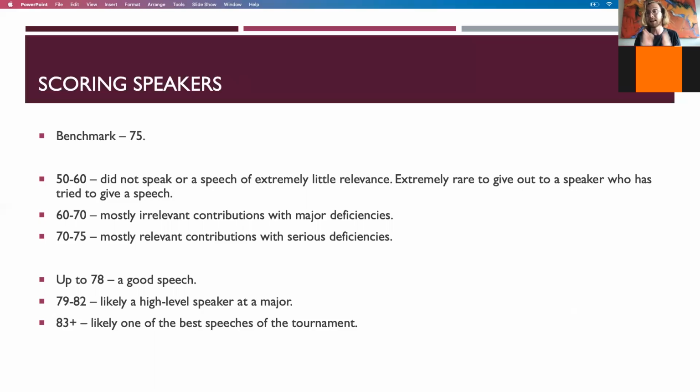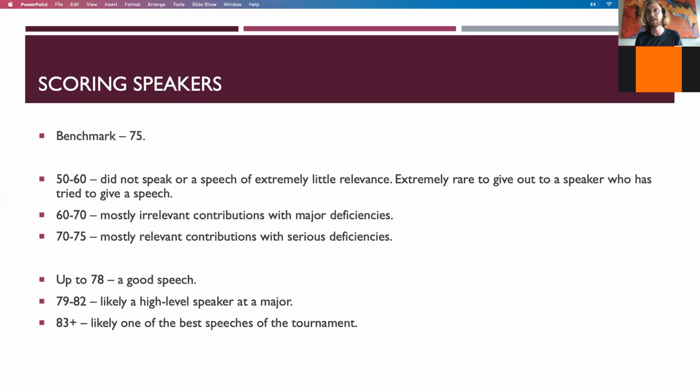60 to 70 is relatively common, and that's where people have attempted to engage with the argument but have really missed the mark. They make mostly irrelevant contributions. There are flaws within those arguments that mean there are major deficiencies in your ability to credit them. So they've really attempted to make arguments, but very few of those arguments have moved you any degree towards understanding or believing their side of the motion.